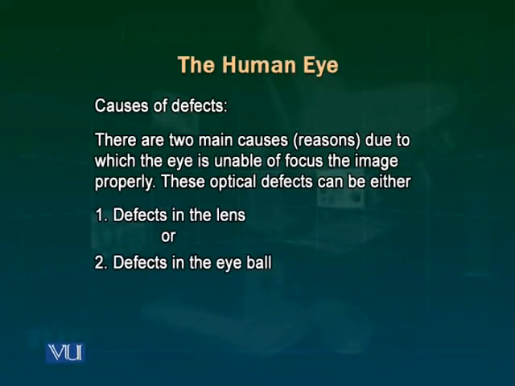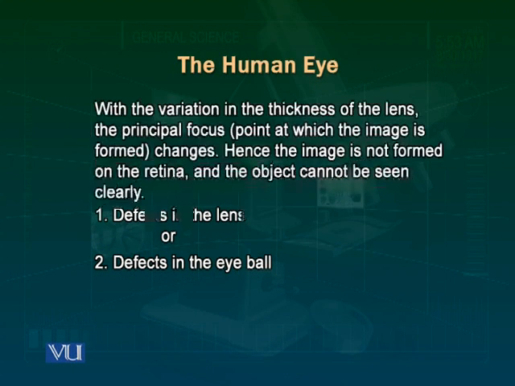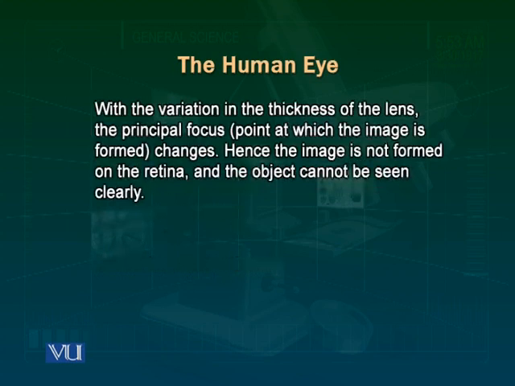Now, there can be different causes of the defects. The 2 main causes are that there might be a defect in the lens or a defect in the eyeball. If the lens is thicker, the focal length becomes smaller. Sometimes the ciliary muscles become very strong, or perhaps the lens becomes thicker due to some other natural circumstances. You might have some disease, or perhaps naturally by birth this defect is there. So the lens is thicker, this is the eyeball, and the image is forming before the retina. If it is forming before the retina, you will not be able to see.